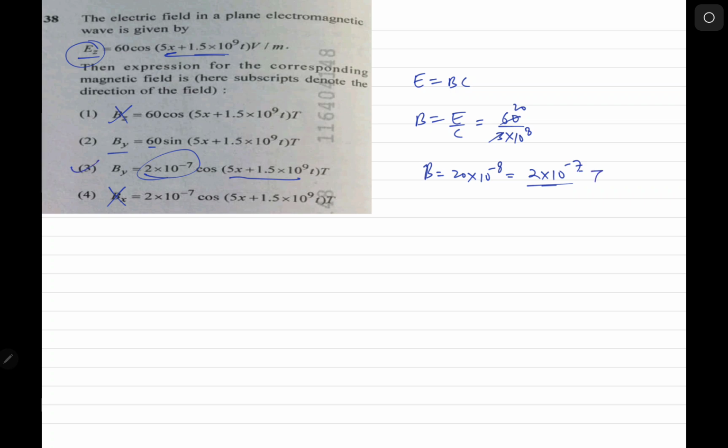So again, the formula is the same, that E is equal to B into C. We are going to use it, where C is the speed of light, right? So we need to find the magnetic field. So E by C, E is 60 divided by 3 into 10 to the power 8. So B is equal to 20 into 10 to the power minus 8, that is 2 into 10 to the power minus 7. So that is the peak value, and the equation is going to be the same only. So that's it here. So let's answer option 3. So hope you understood. Let's move to the next question.